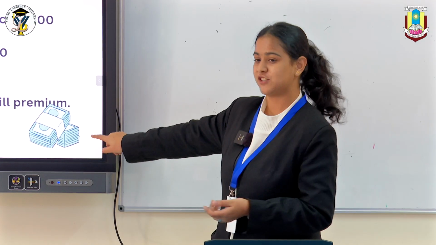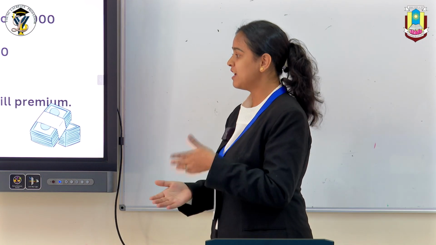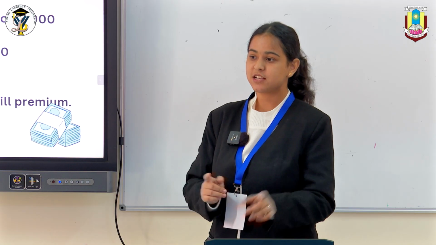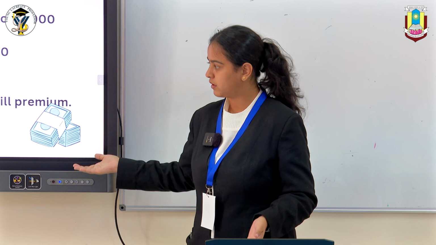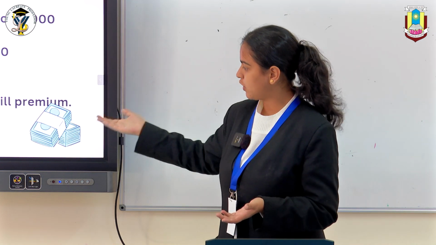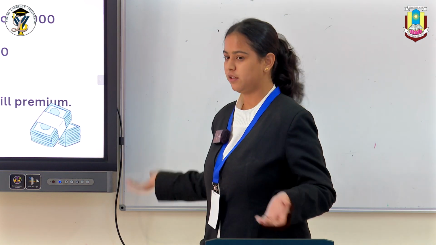Then, this is a special case when C is unable to bring his share of goodwill premium. Now here he is not bringing in cash, so first we'll write the entry: C's current account debit, to A's capital account 25,000, to B's capital account 25,000.